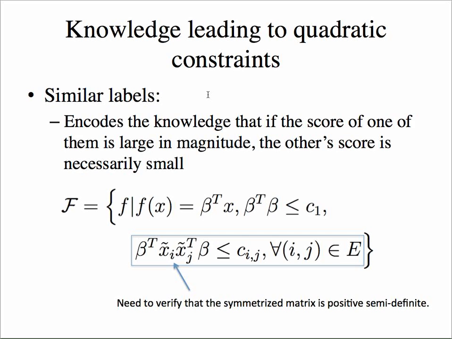Another scenario is that of similar labels. Let's say we want to encode the knowledge that if the score of one of the examples is large in magnitude, then the other example's score is necessarily small. This can be encoded using a product of scores being upper bounded by a constant. This again gives us a quadratic form. Here, of course, the inner one-dimensional matrix is not symmetric. We can symmetrize this quadratic form and then verify whether the symmetrized matrix is positive semi-definite or not. If it is, then we again have the same situation as before, where we have an intersection of multiple ellipsoids.